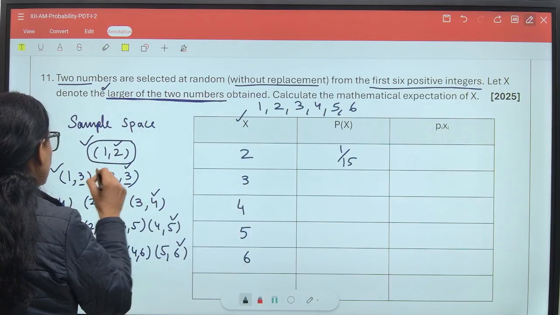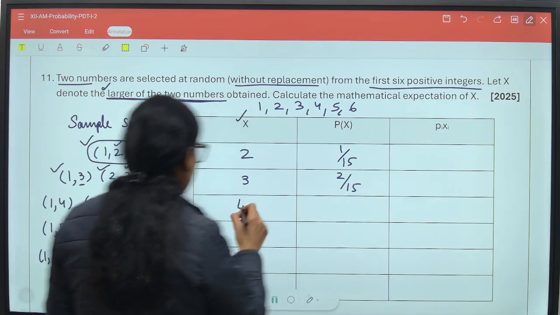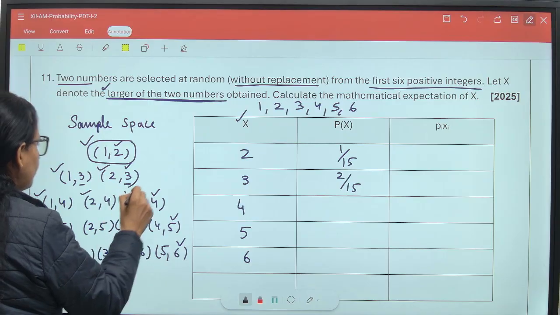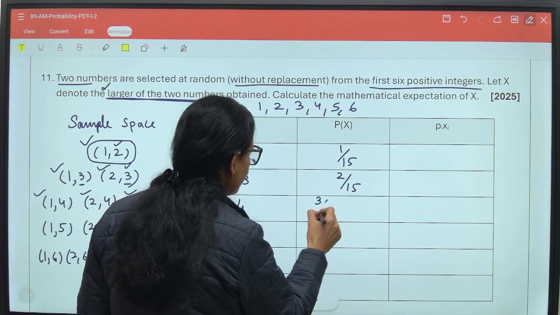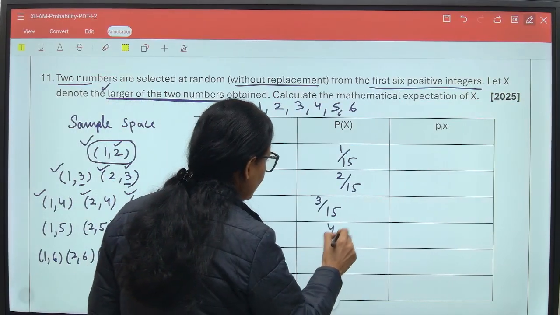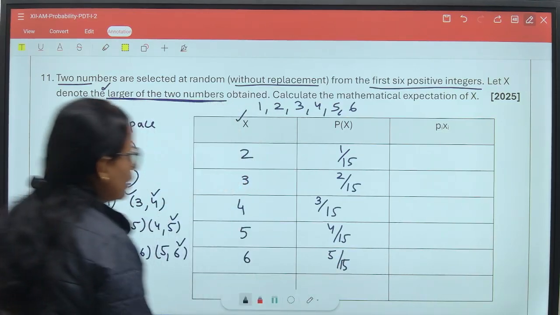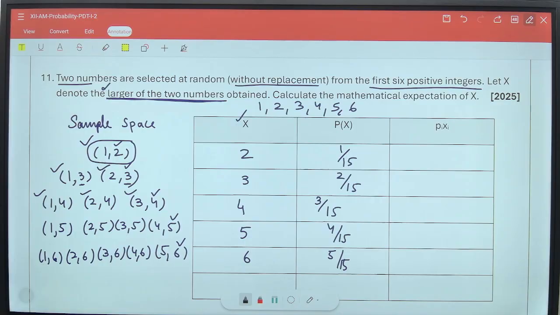Here it is 2 favorable outcomes out of 15, so it is 2 by 15. Here you have 3 favorable outcomes out of 15, so it is 3 by 15. Here you have 4 by 15, and lastly you have 5 favorable outcomes out of 15. So these are the probabilities of each of these random variables.